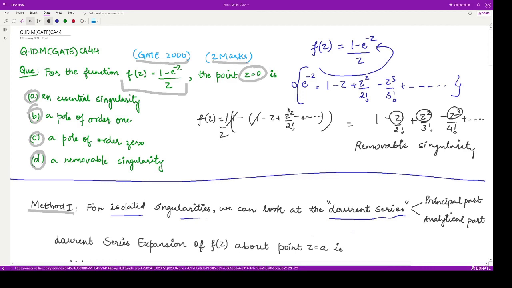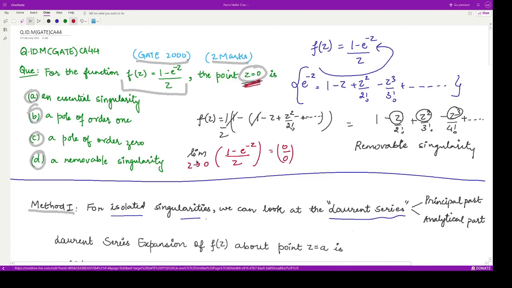Moreover, we are to check at the point z = 0, and to be on the safe side, let us evaluate its limit. So let us evaluate the limit as z goes to 0 of f(z), because we are given the point z = 0. And what is f(z)? It is (1 − e^(−z))/z. Here if you substitute z = 0, you will end up with a 0/0 form, right?